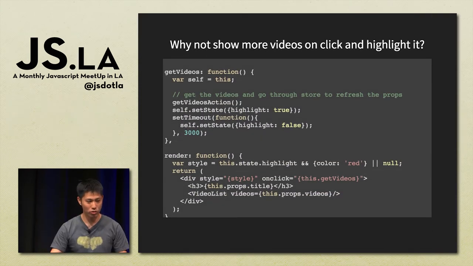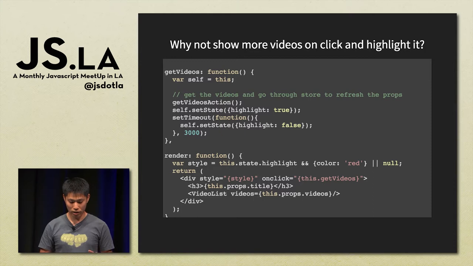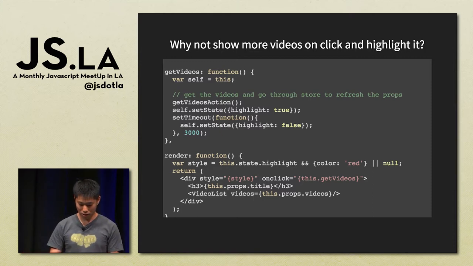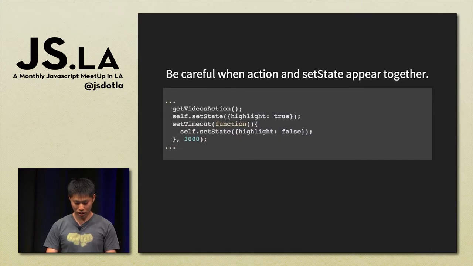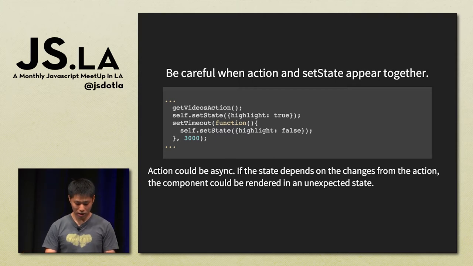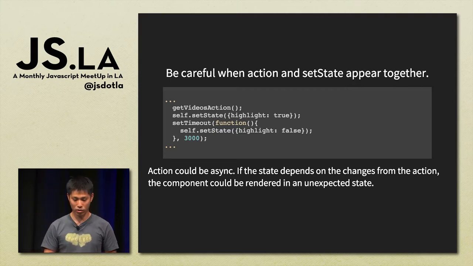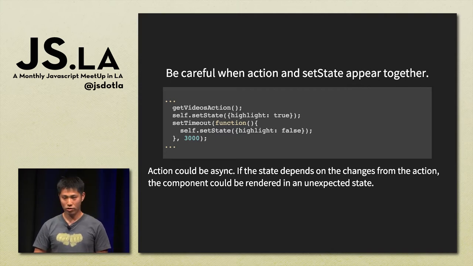Now let's do something more. When I click on it, I want to get more detail of this channel. I make an API call, an action which will go through the store to get the videos, and I will also set state to highlight it and then unhighlight it after 3 seconds. If you are doing a set state and an action at the same time, you need to be careful because set state is technically asynchronous, but it's pretty fast compared to the action. The action is usually making an API call. So if the state change depends on your action, then there may be a problem. The action's change may be inconsistent with your state change.